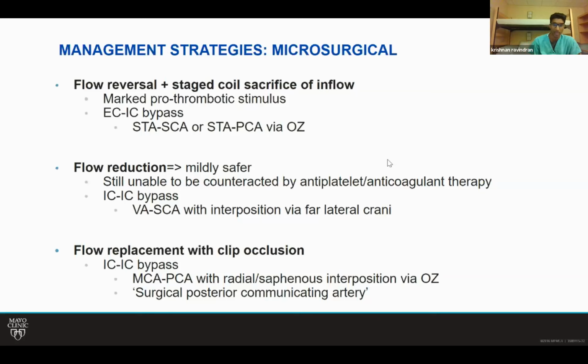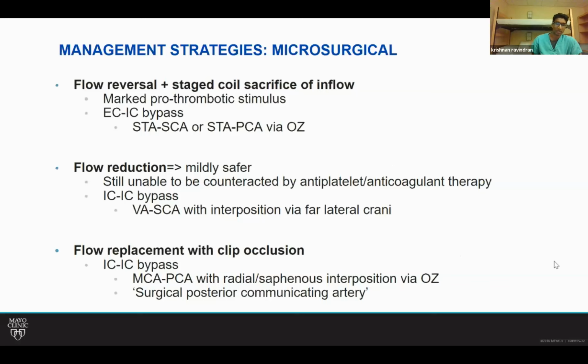What they shifted to after this, in the later 90s and early 2000s, was a flow reduction approach. In his hands, he used an intracranial to intracranial bypass, using the vert and plugging this to the superior cerebellar with an interposition graft. He most commonly used the radial, but would also use the great saphenous when available, done via far lateral. Unfortunately, even despite placing these patients sometimes on dual antiplatelet therapy with aspirin and Plavix or aspirin and ticagrelor, the thrombosis rate was still unacceptably high.